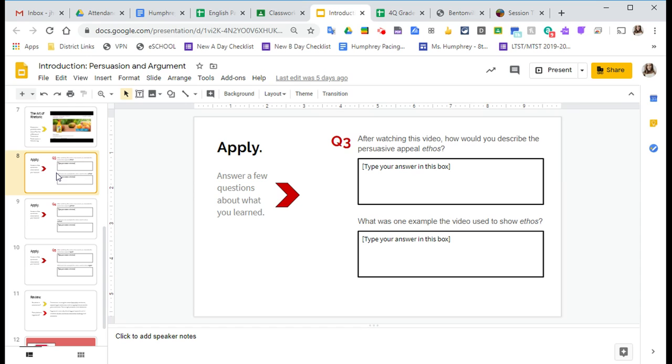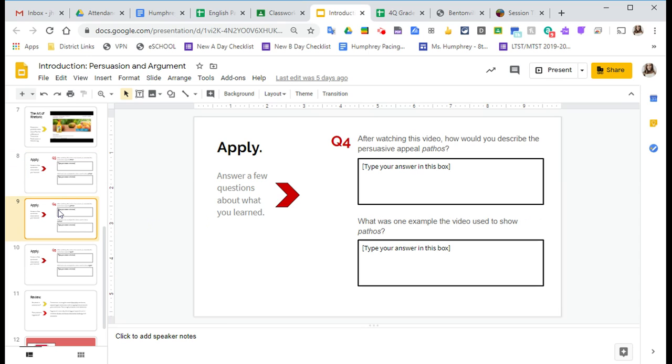So slide 8 is going to ask you, specifically after watching this video, how you in your own words could describe what ethos is. And then the second box is going to ask if you could provide an example of something from the video that showed ethos. Question 4 is going to ask for you to describe in your own words the pathos persuasive appeal, and then to provide another example from the video in the second box.